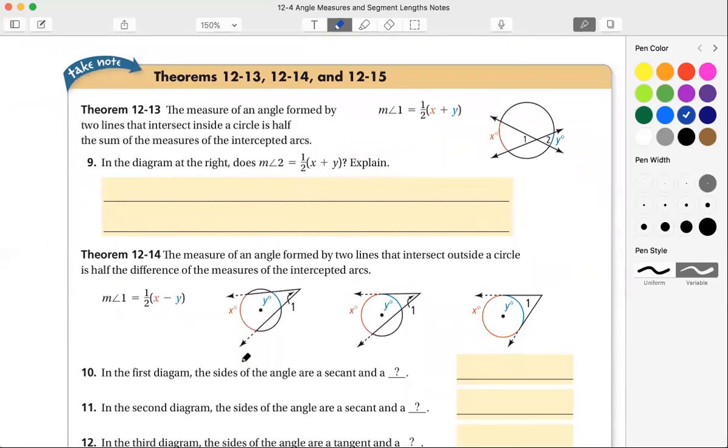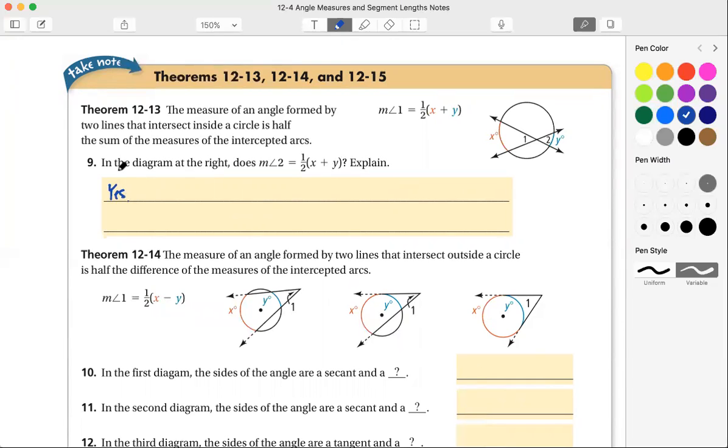All right, theorems 12-13, 12-14, and 12-15. So 12-13: the measure of an angle formed by two lines that intersect inside a circle is half the sum of the measures of the intercepted arcs. So the measure of angle 1 is half of the sum of x plus y. In the diagram at the right, does the measure of angle 2 equal half of x plus y? And the answer would be yes.